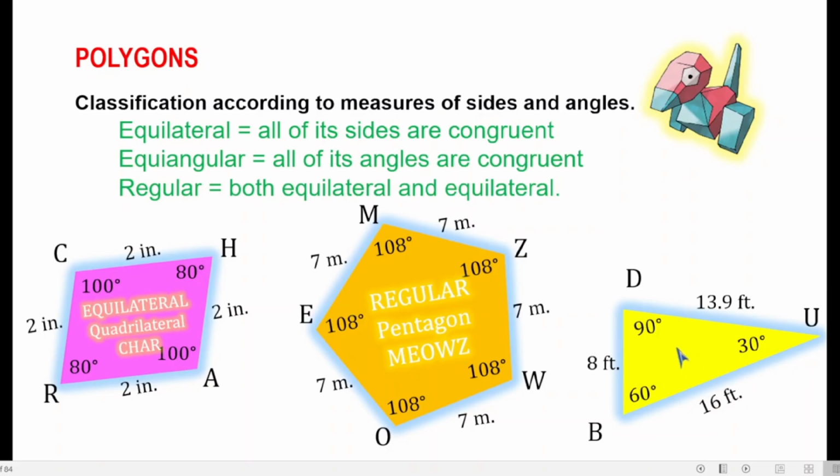And for this, what is this? This is irregular. Irregular, no equal sides and no equal angles. So it is an irregular polygon, but this is a triangle. Irregular triangle, DUP.